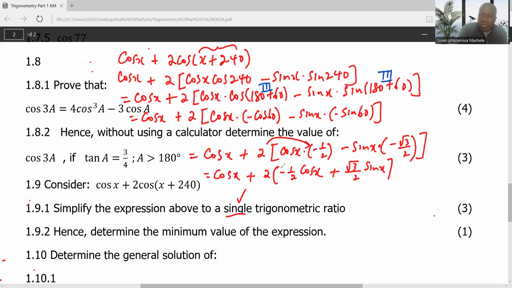I hope you're following. Then let's multiply by 2 throughout. This will become minus cos x plus root 3 sin x. Let's group the like terms. Cos x minus cos x is 0. So we're going to remain with root 3 sin x.